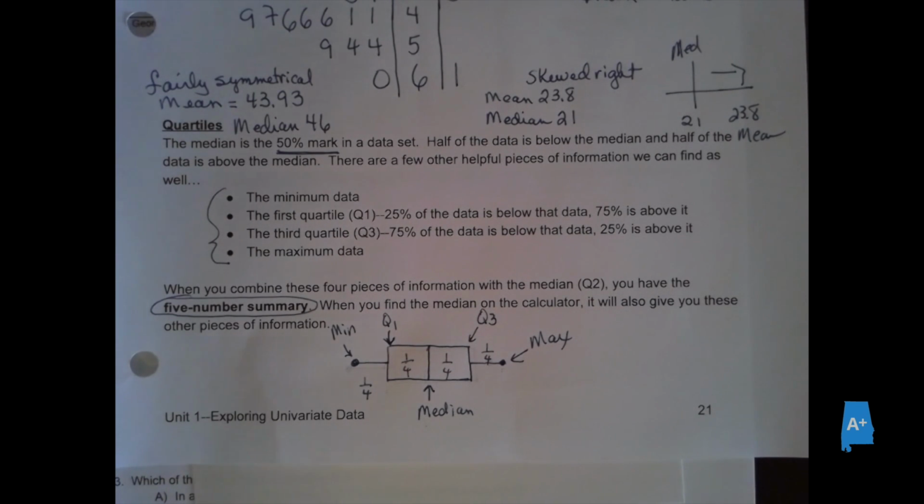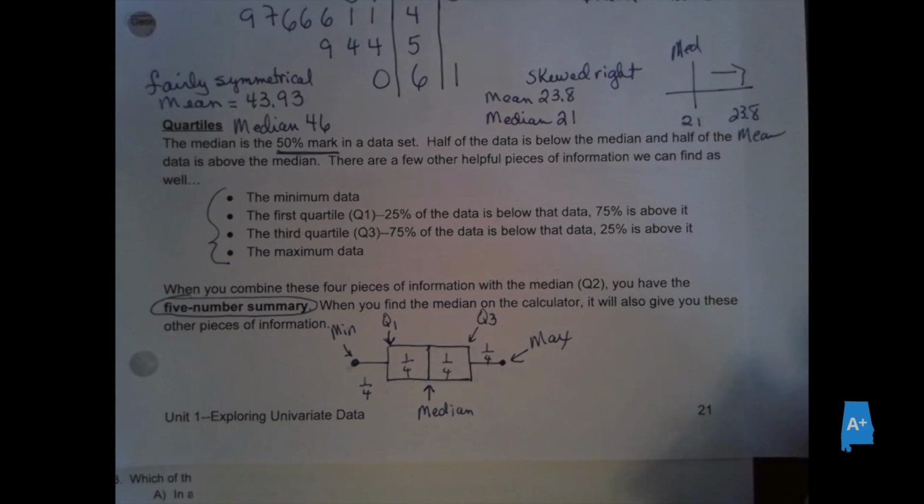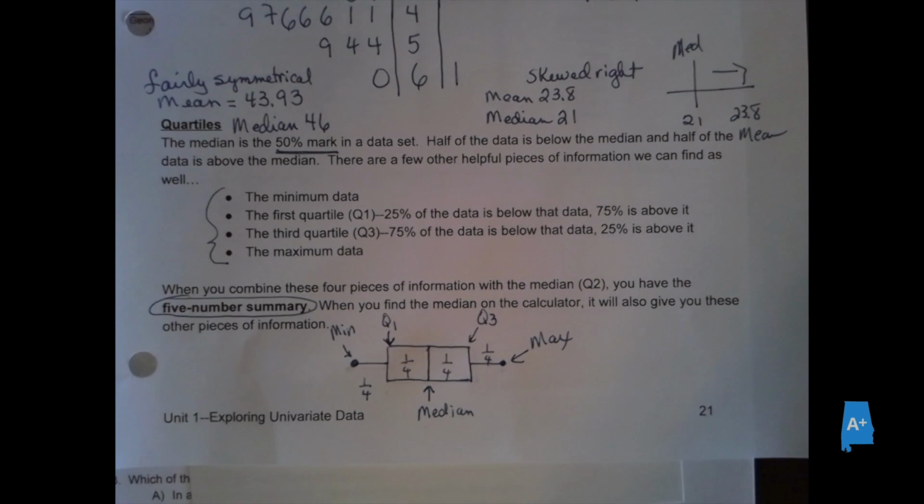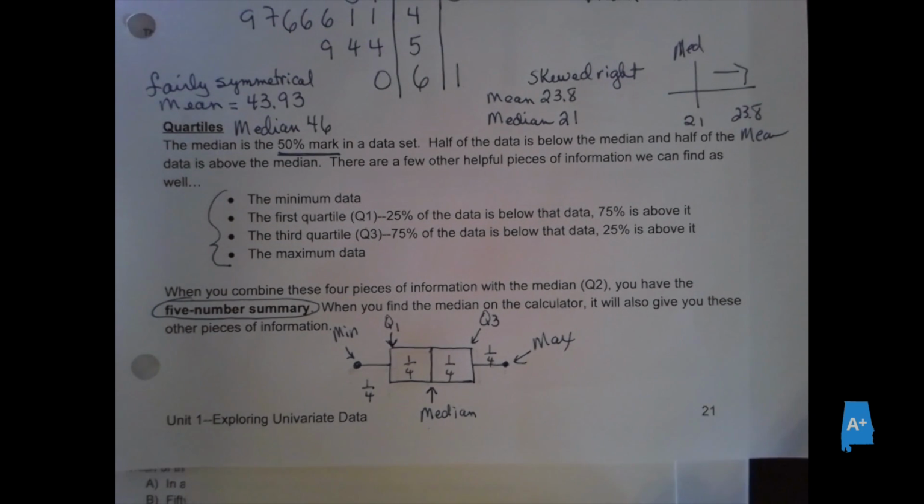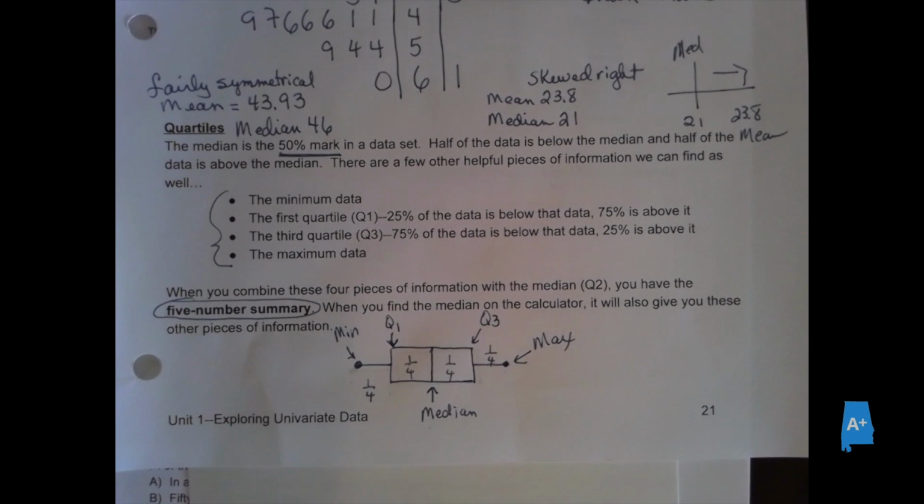Page 21. All right, so we talked about the shape and we've talked about the center measures, the mean and median. And at the bottom of page 21, they talk about the quartiles. And we've talked a little bit about that when we talked about the box plot and we talked about Q1, Q3, the median on the box plots, and day 4. So you've kind of seen it, but I wanted to explain a little bit more.